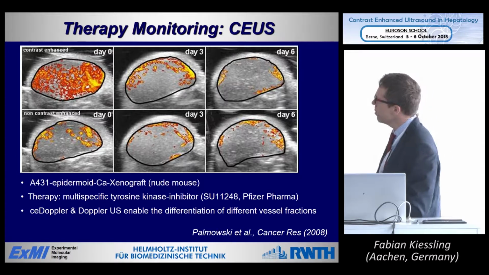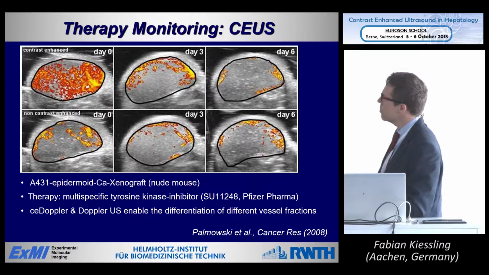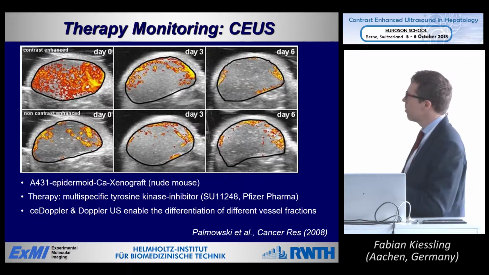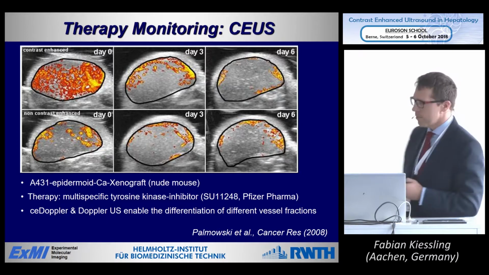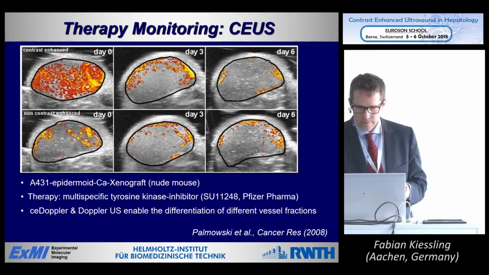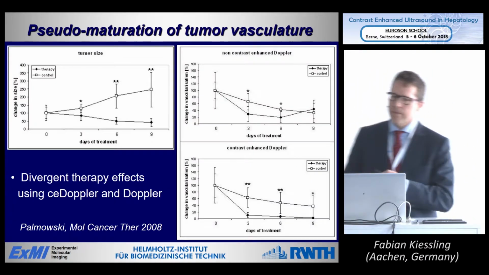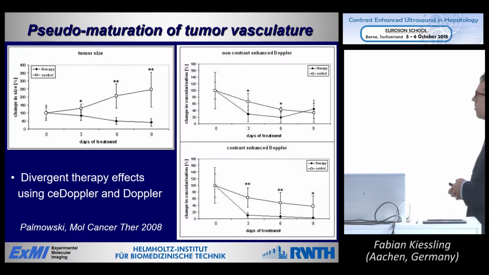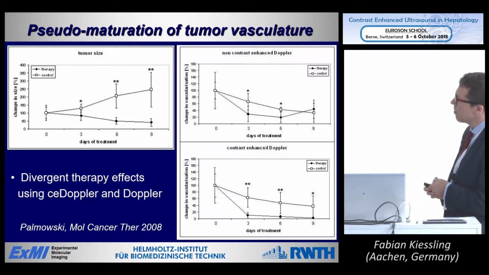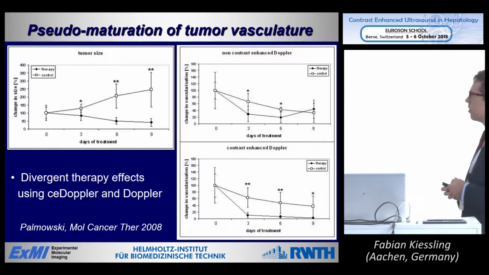You see the immature tumor vessels diminish from day 0 to day 3 and then further to day 6, while you only have a moderate decrease in the mature vessel fraction depicted by Doppler and almost no change from day 3 to day 6. Now let's look at what that means if we really track therapy responses of these tumors. We can clearly see that the therapy works: the untreated tumors constantly increase their volumes, the treated tumors respond and decrease their volumes.